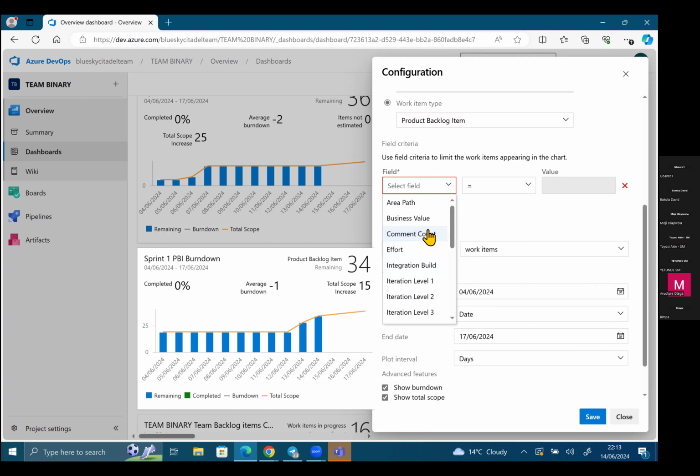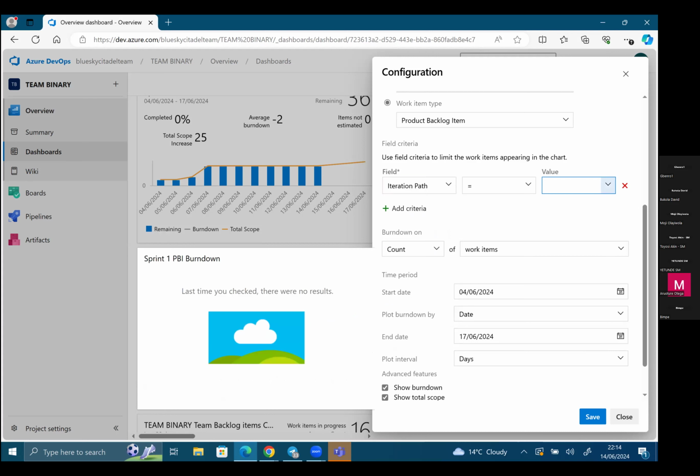Am I in the right area? Yeah, you're there. Just look for iteration path. It's below all those level 1, level 2. Just scroll down, you'll get to it. Yeah, iteration path. Then pick your sprint 1.